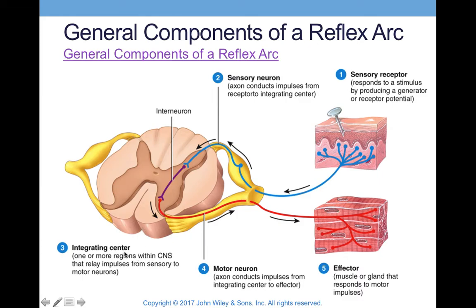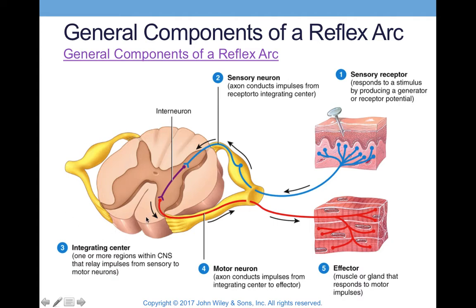So in the integrating center, which is in the gray matter, it has a synapse between the sensory and the motor neurons. If we have this one synapse between the sensory and the motor neurons, it is said to be monosynaptic. However, more often, there is more than one interneuron that is involved in relaying the message to other interneurons, and then finally to a motor neuron in the central nervous system. And so, therefore, it's said to be polysynaptic because it had more than one place that it synapsed.